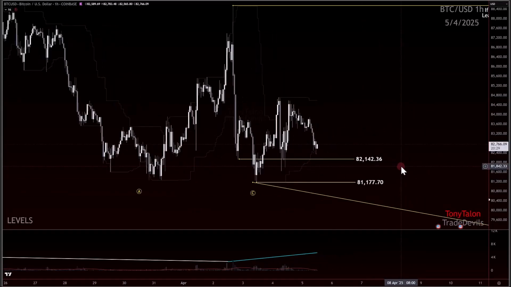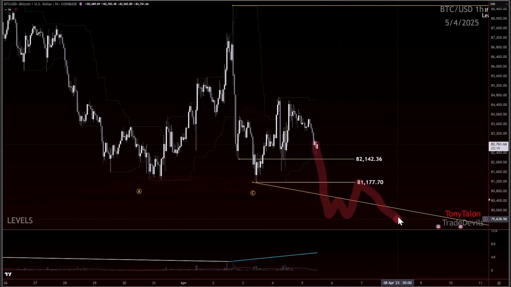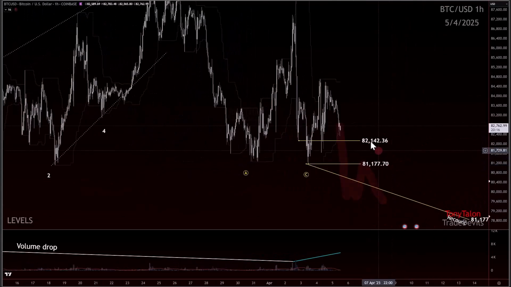So down here on the hourly, I'm really watching this level. If we break this, since this has been such support back here, if we get a break of that, I'm going to be watching for the underside there to play as resistance.